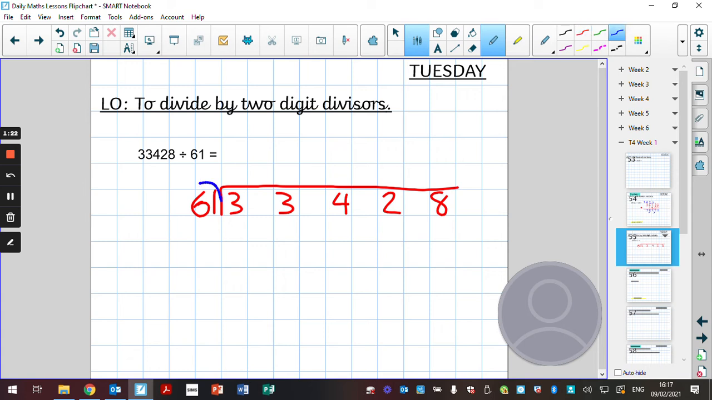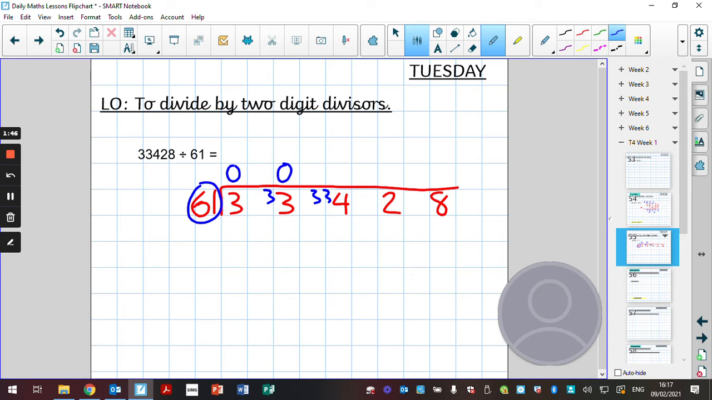So let's have a look then. I take the 61 as it is. How many 61s go into 3? Well, that's none. So I need to exchange 3. So I've got 33 here. Well, how many 61s go into 33? Again, that's 0. So I now need to exchange the 33. Now, this now becomes 334. Now, I know that 61 will go into 334, but how many times?